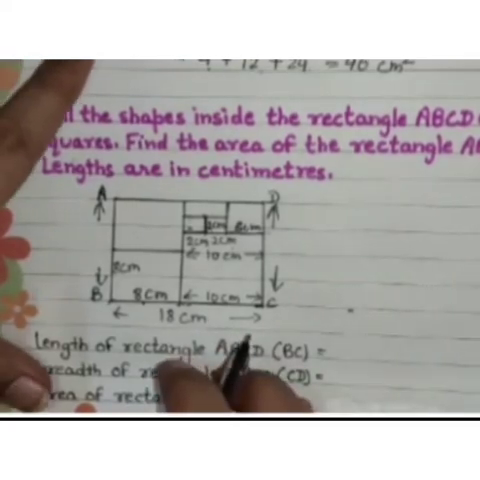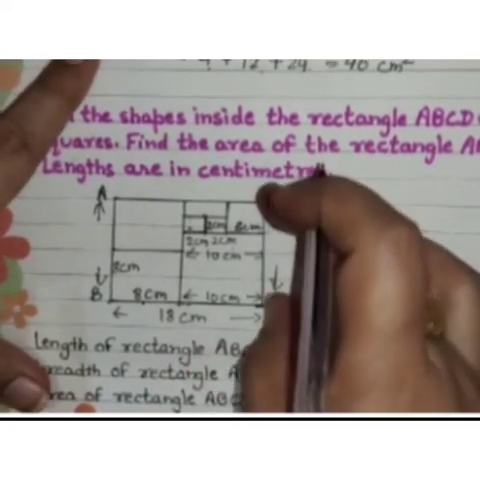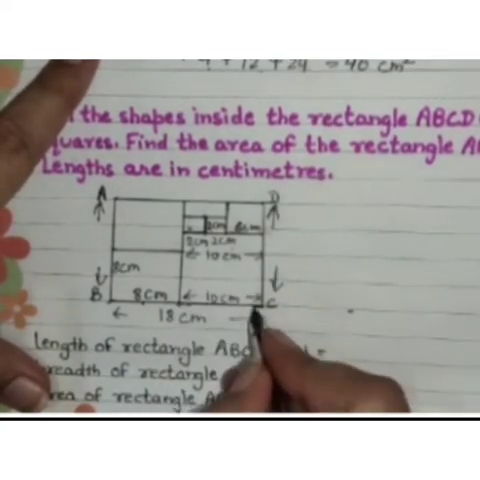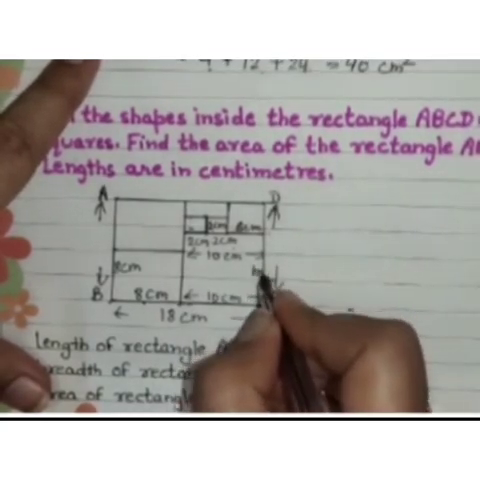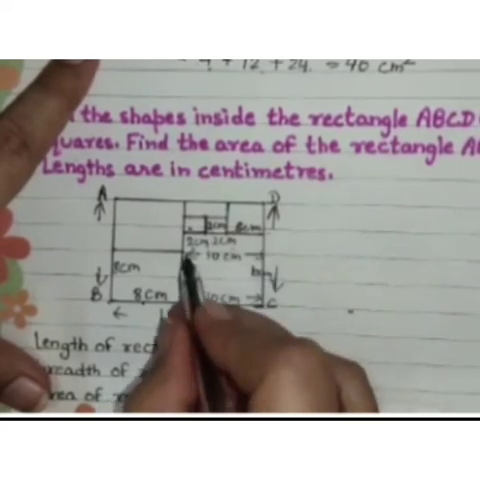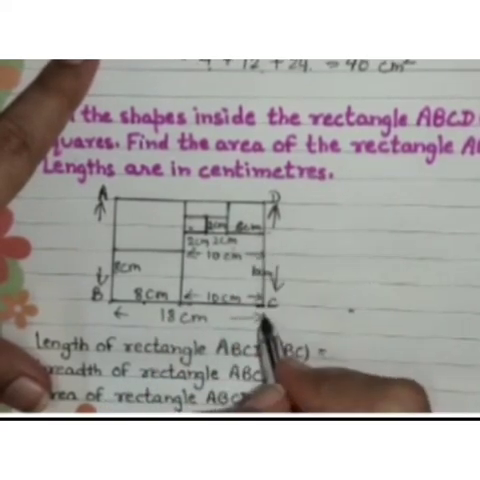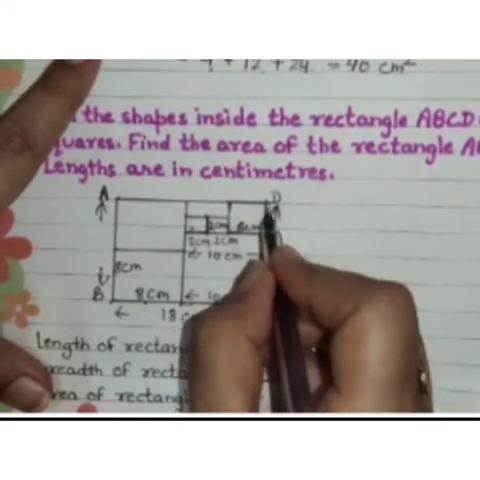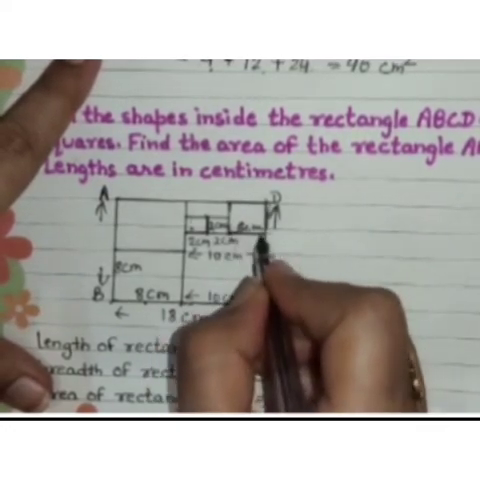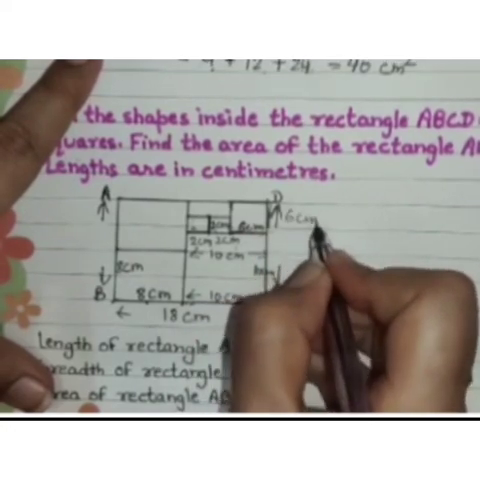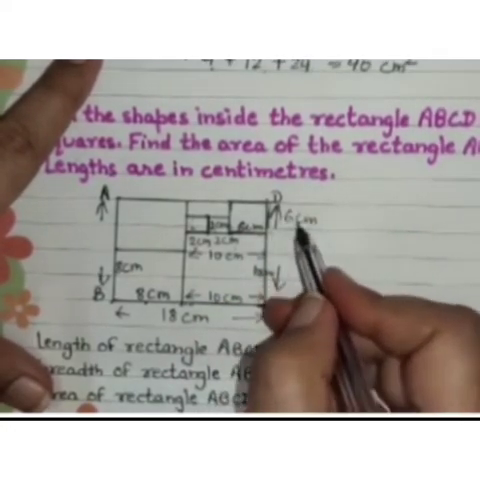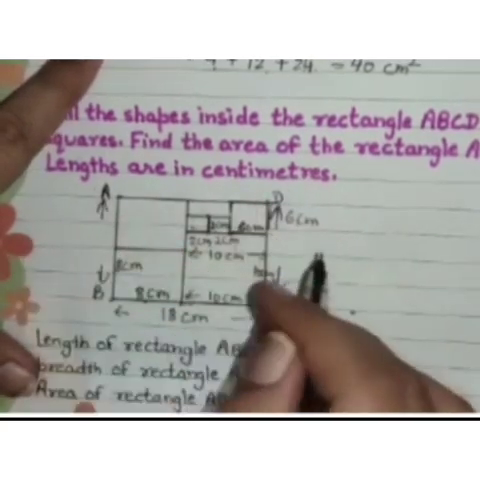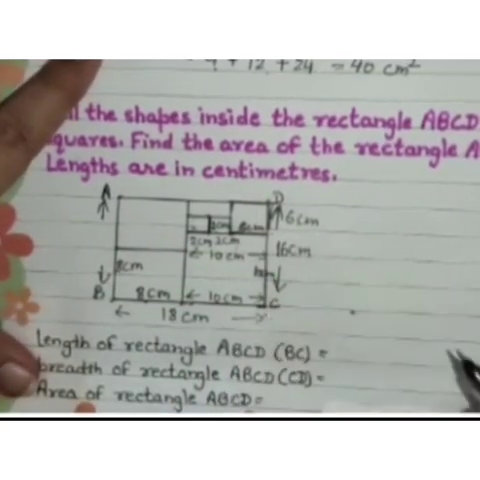Clear? Now we have to find this side also, CD. Now this is 10 centimeter, it means this side is also 10 centimeter. In this square, all sides will be of 10 centimeter. This side is 10 centimeter and this is also a square. So if this side of the square is 6, then this side is also 6 centimeter. Now 10 plus 6, the whole side of this rectangle will be 16 centimeter.